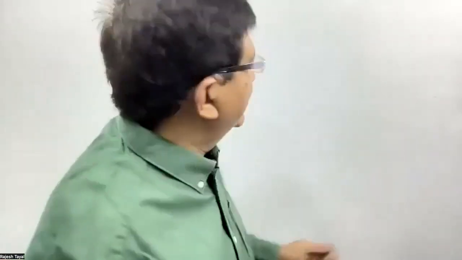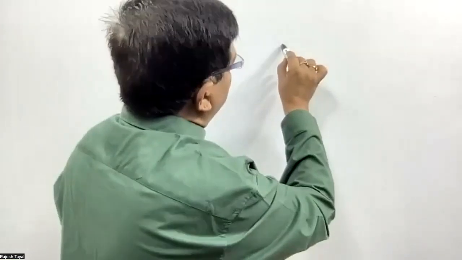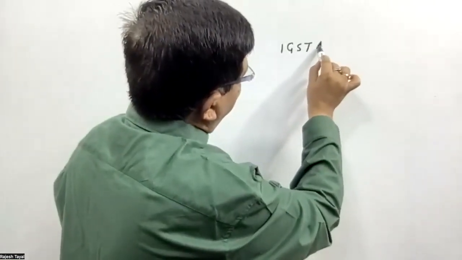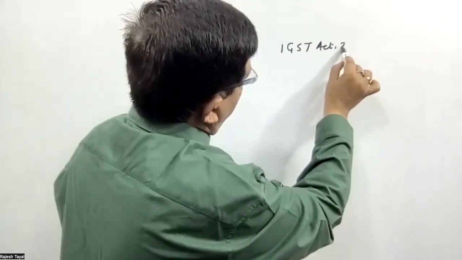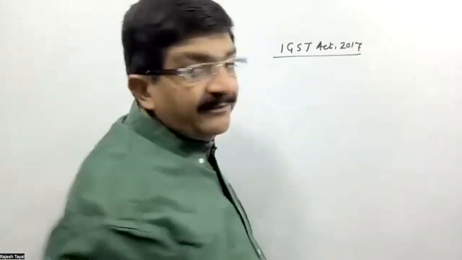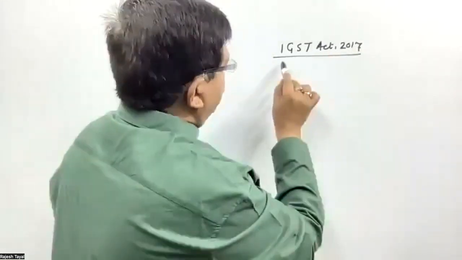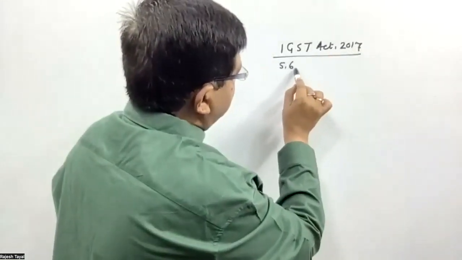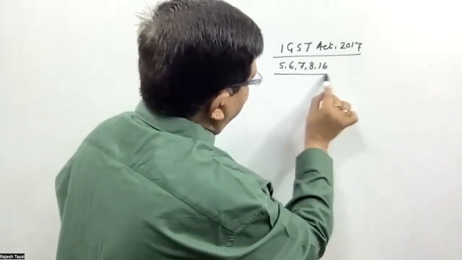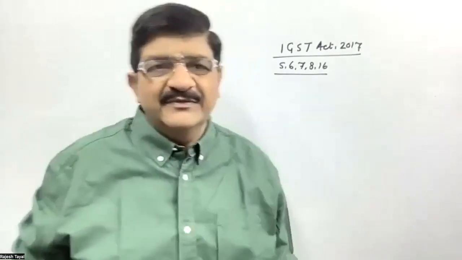So what agenda did we decide for today? IGST. Yes. We have to do the relevant portion under the IGST Act 2017. Okay. And which are the main sections herein? 5, 6, 7, 8, and 16. These many sections we have to do.